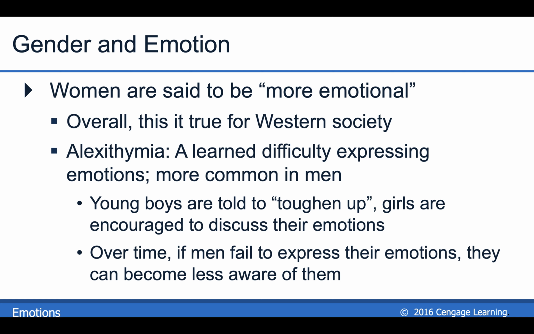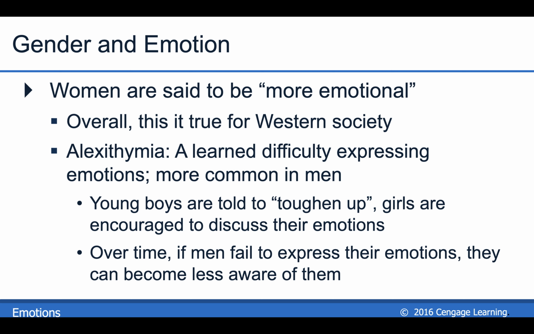So how does gender and emotion relate? Women in Western society are said to be more emotional, and this is overall true in our Western society. Generally, women are socialized into being more emotional, and society is more accepting of women and their emotionality. Men can have what's called alexithymia. That's a learned difficulty in expressing emotions. This is much more common in men than women.